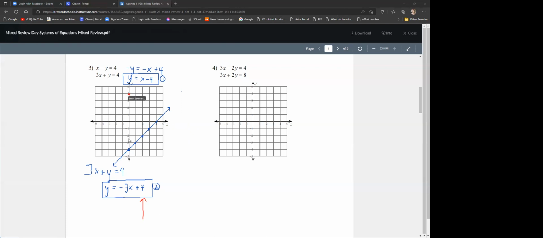Where's the second point? Down how much? 1. This is -3 over 1, right? So do we go down 1 or do we go down 3? Down 3. 1, 2, 3, to the right 1. There's your second point. Okay, now just connect that. All right, so connect these two red dots.